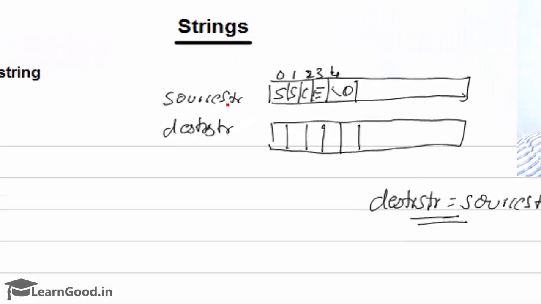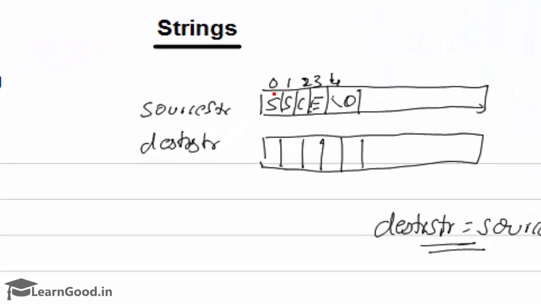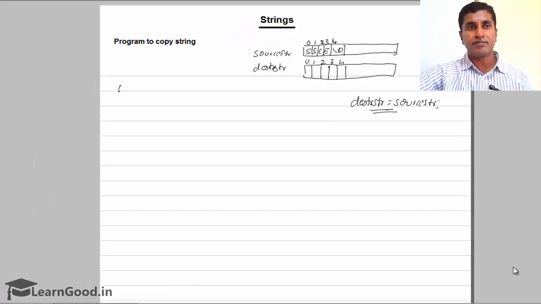So first, source str of 0th value has to be copied to dest str of 0. In the same way, index number 1 data has to be copied to index number 1. So one character has to be copied till you reach slash 0. Even the slash 0 also has to be copied. So let's write a complete code for that.